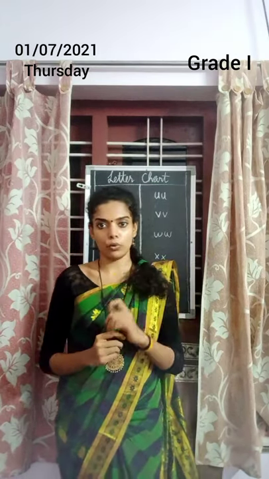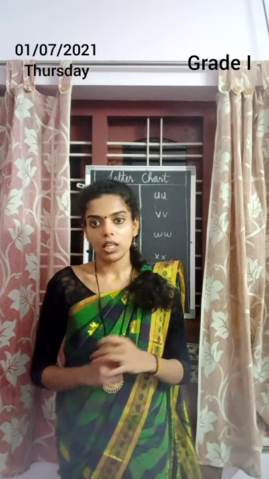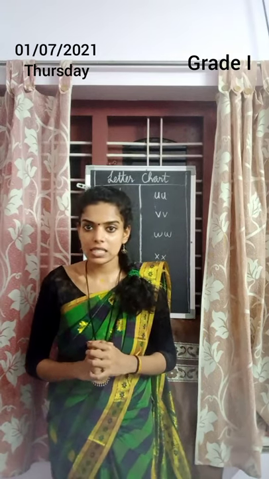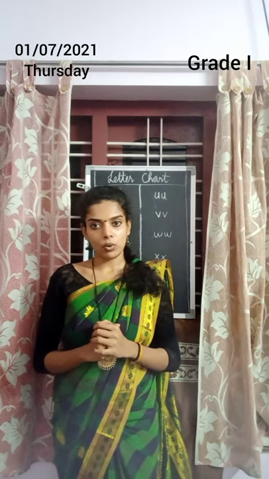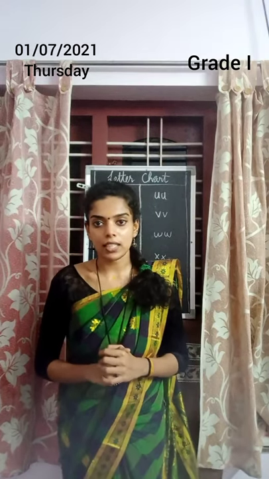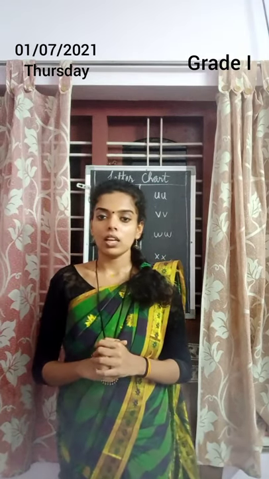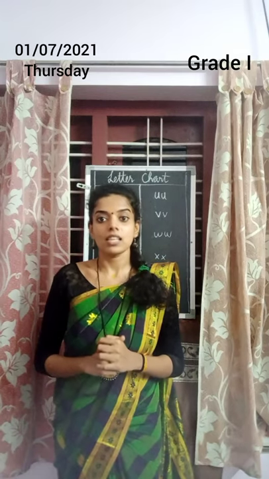The next is B. The sound of B is b. The examples are ball, boy, bus, box. The next one is C. What is the sound of C? The sound of C is the k sound. So the examples are cat, car, carrot.